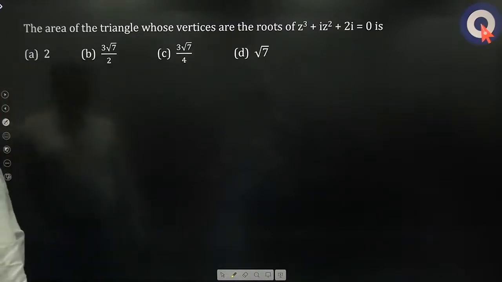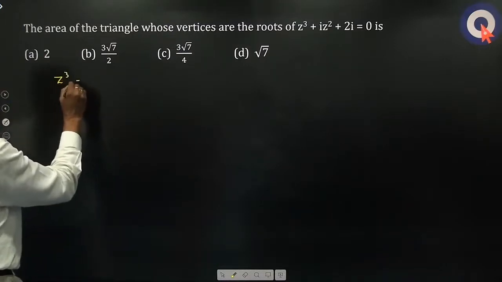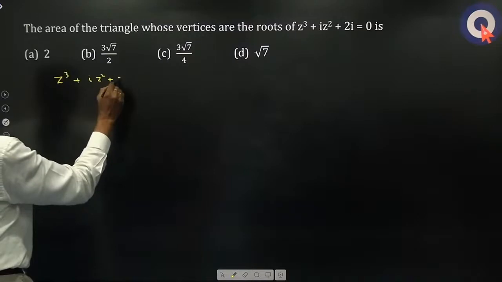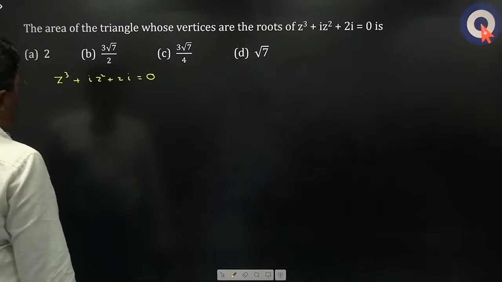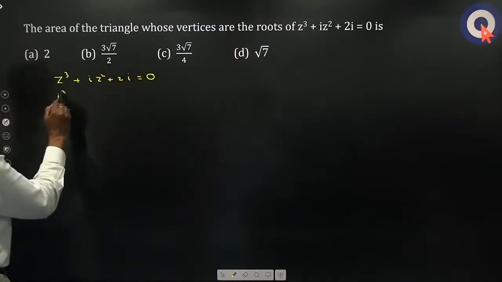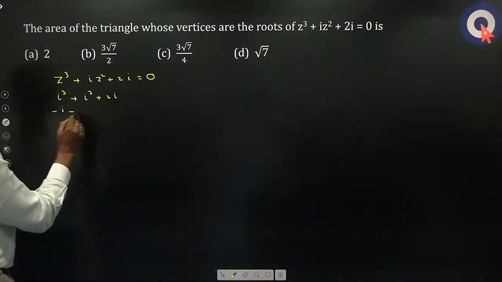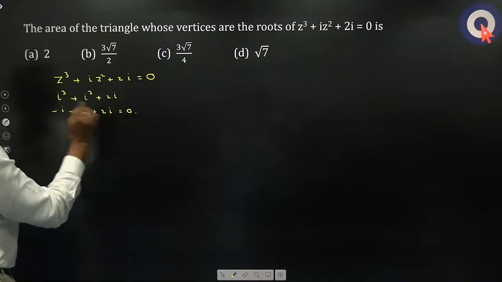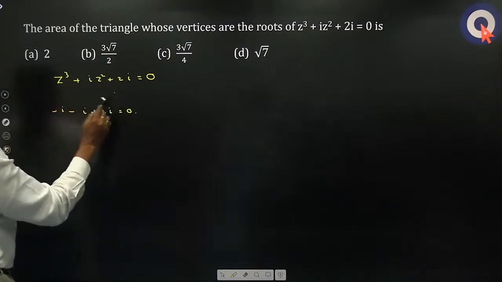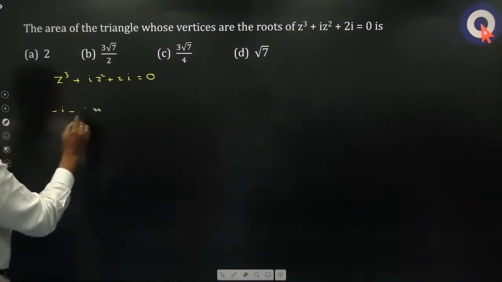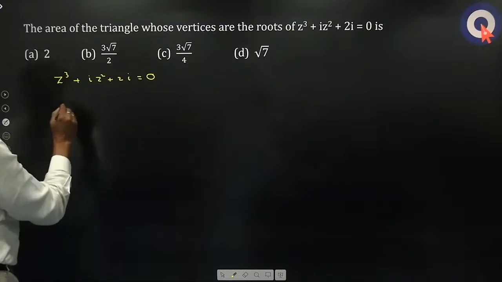The area of the triangle whose vertices are the roots of z cube plus iz square plus 2i is equal to 0. By trial and error, let us see if i is a root. If I put i, I get i cube plus 2i, which is minus i plus 2i, and that is not 0. Therefore, i is a root. So we will find the other roots.